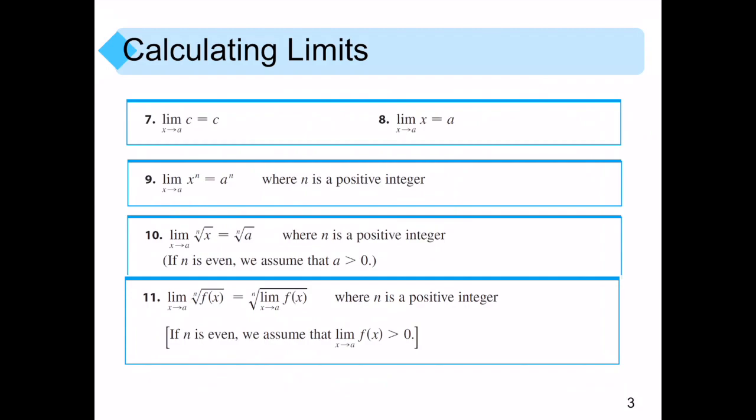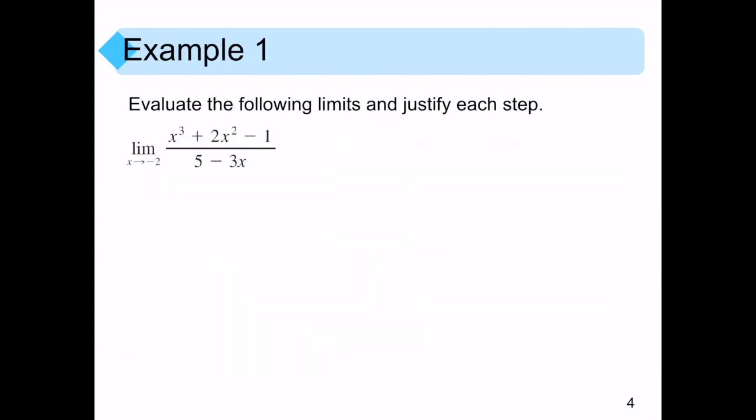Another group: the limit of a constant function is the constant itself. For the identity function, the limit is its value. For a power function, the limit is the value's power. Then there are radical functions and compositions of radical functions.